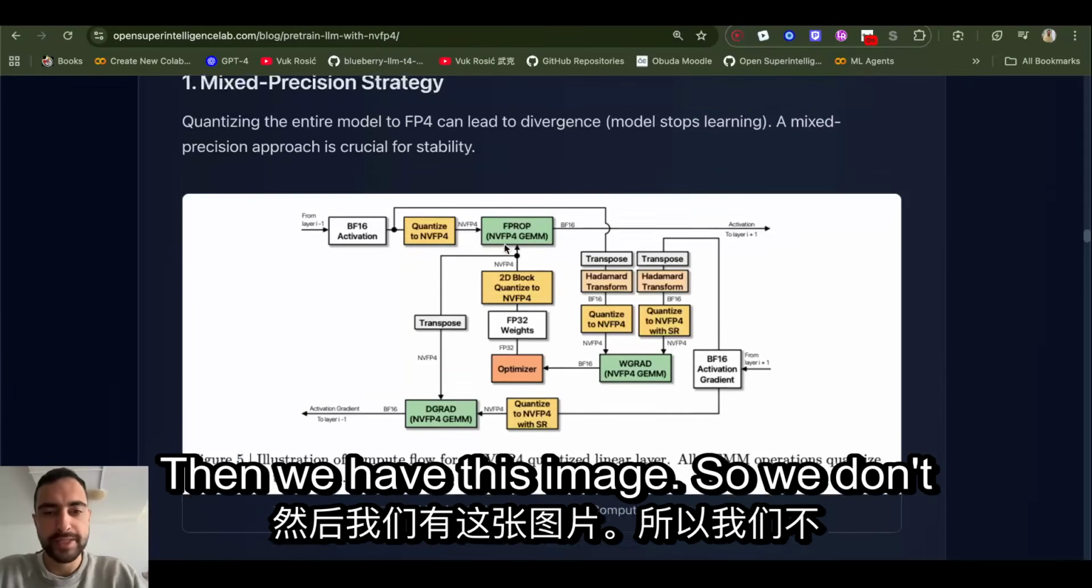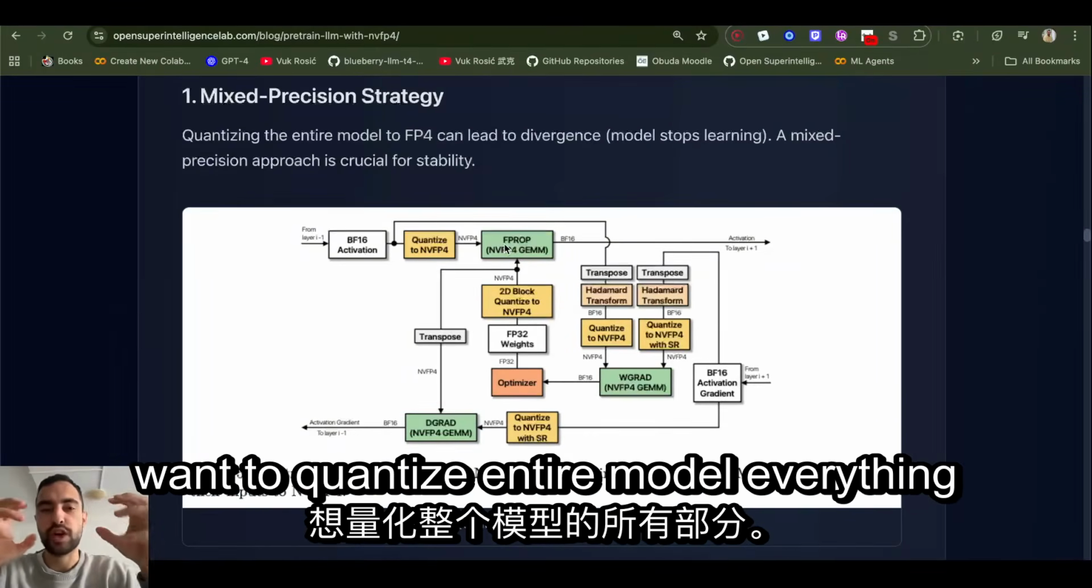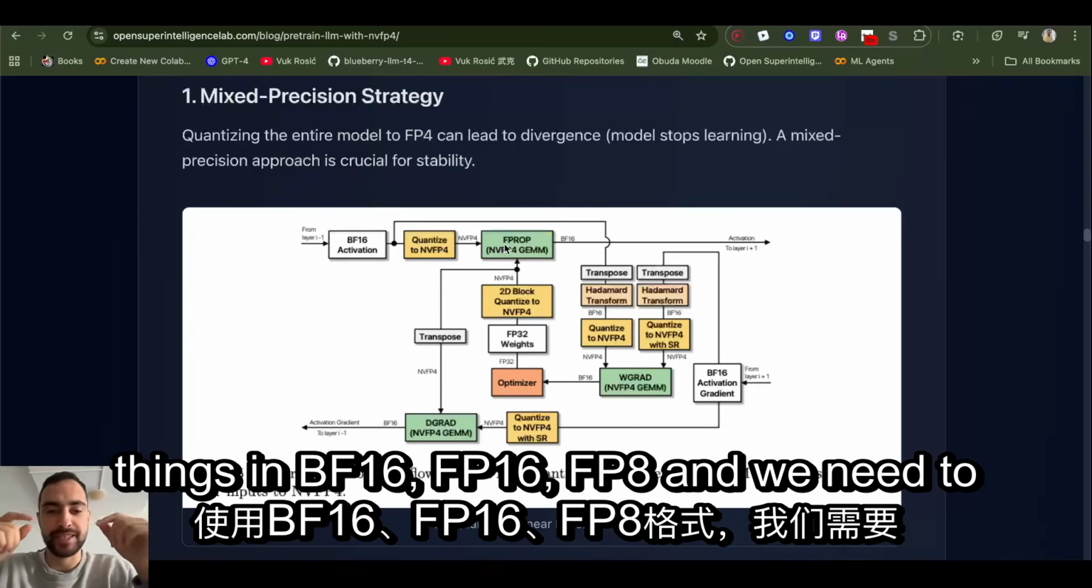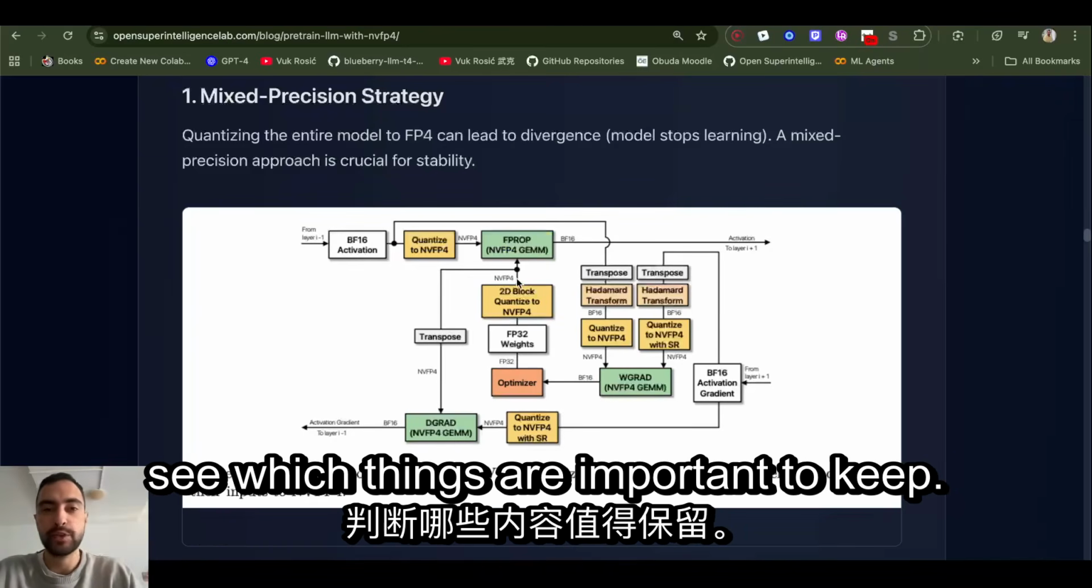Then we have this image. We don't want to quantize the entire model, everything in FP4. We want to keep some of the things in BF16, FP16, FP8, and we need to see which things are important to keep.